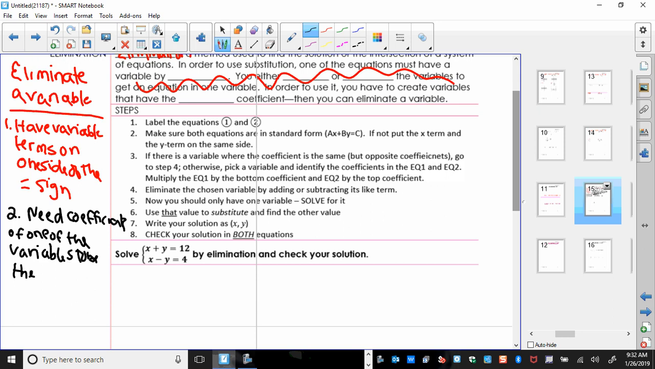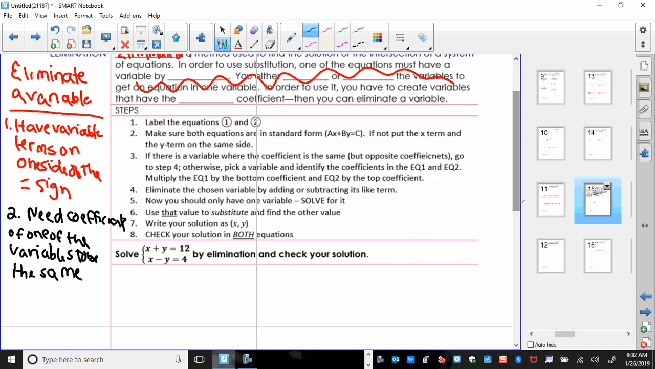So let's pause for a minute. Let's look at the first example problem that we're going to do. It says solve x plus y equals 12 and x minus y equals 4 by elimination, check your solution. So we'll look at that equation. Do I have variable terms on one side of the equal sign? Yes, and the number is on the other for both equations.